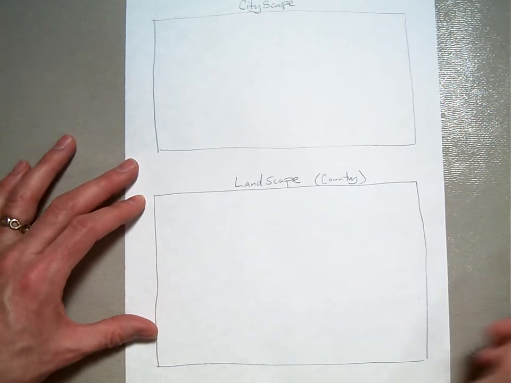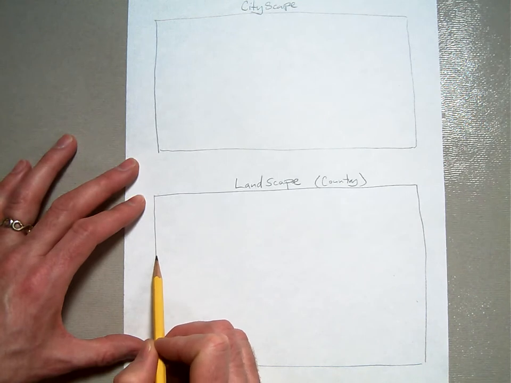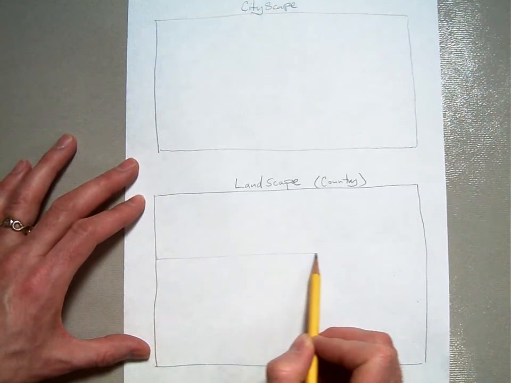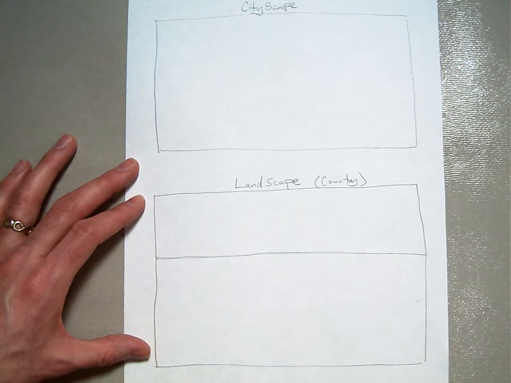All right, landscape people, we're going to start first. We're going to put our horizon line a little bit higher than halfway, about right there. Draw it lightly so that you can erase as you go through.